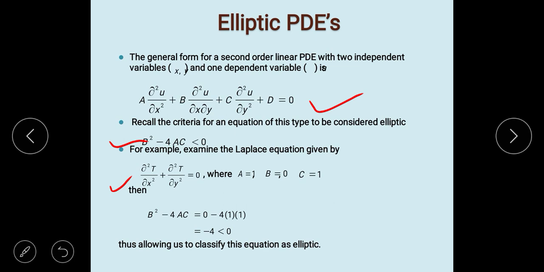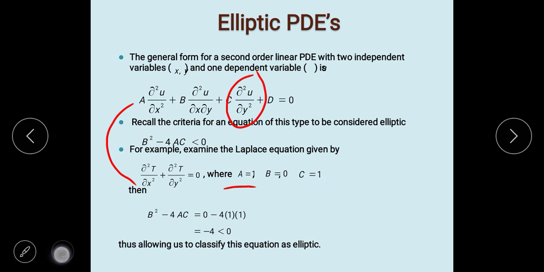Now here we have del square T upon del x square, so this a term is there. So now here you can say a is 1. Now del square u upon del x into del y is not there, so you can call b as 0. Then del square u upon del y square, instead of u, there is temperature. You can write here c is equal to 1.